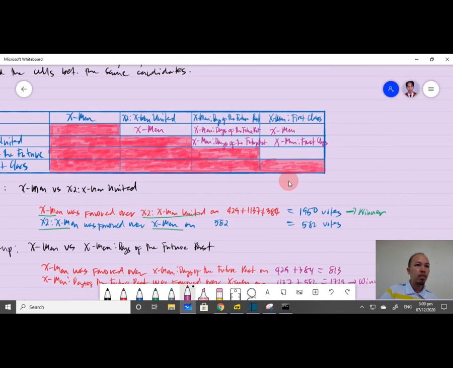Here is X-Men Days of the Future Past. So clearly, as you can see here, we have 1, 2, 3. Okay, 3 points. X-Men 2 points, and X-Men First Class is 1 point.